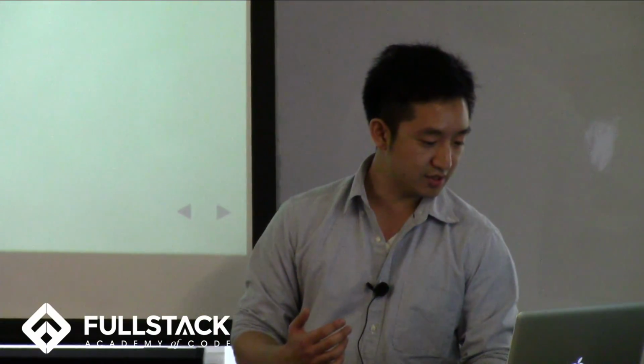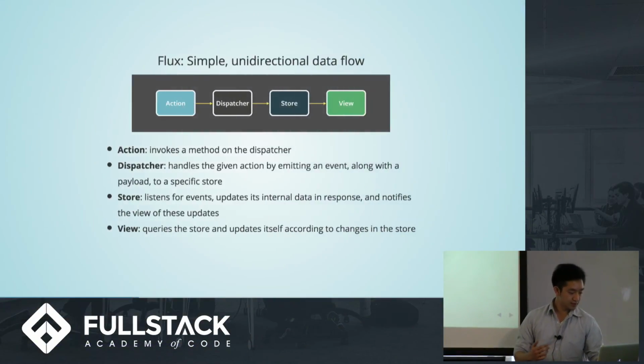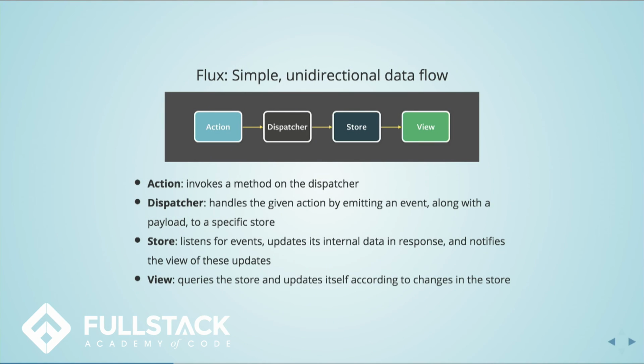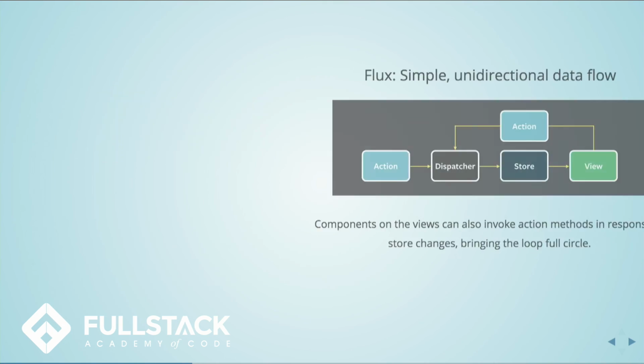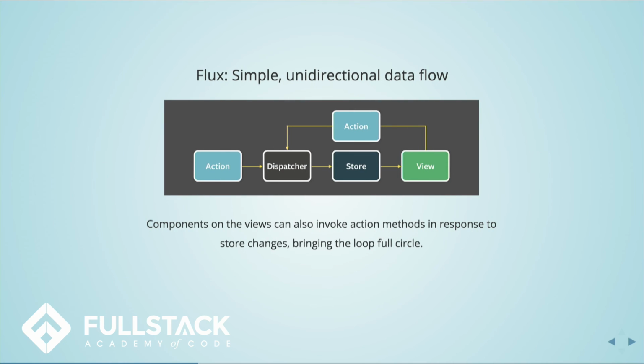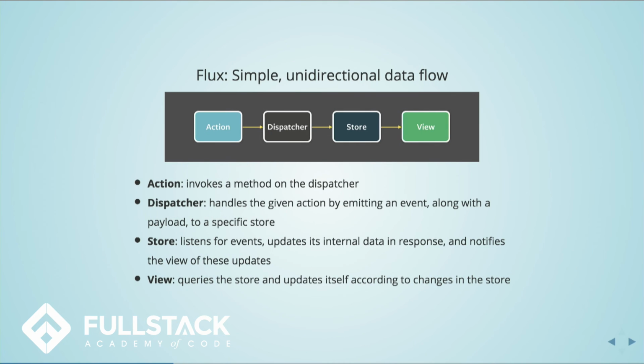So I'll get into that in a bit. So Flux, in contrast to MVC, is, like I said before, unidirectional data flow, where we have an action, a dispatcher, a store, and a view. So there's going to be a lot of code coming through, so just bear with me for a while. An action invokes a method on the dispatcher.